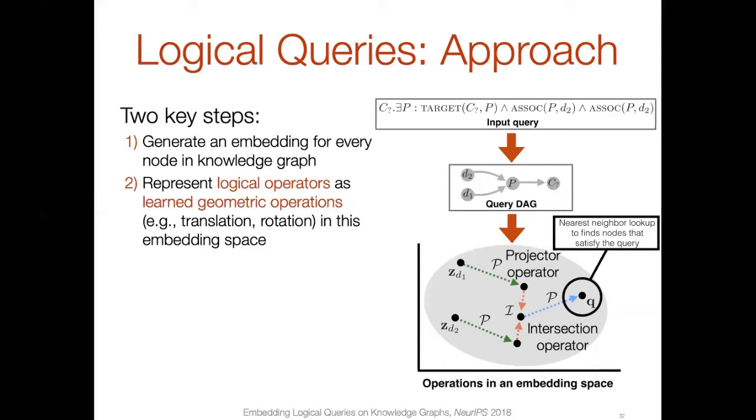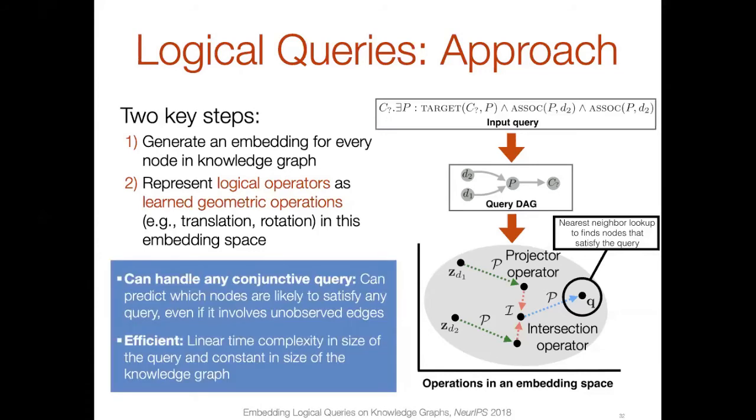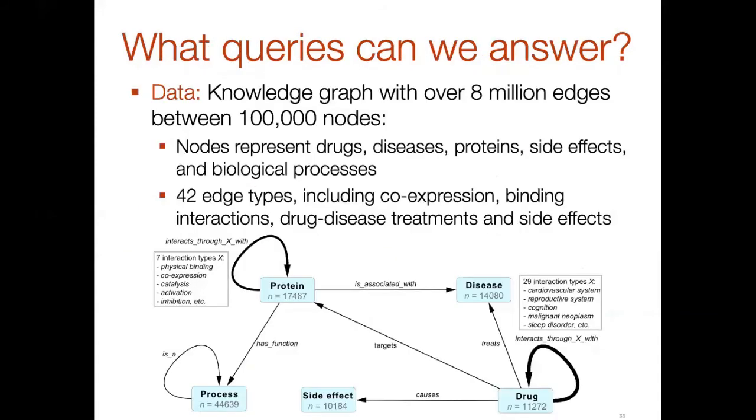And once we have that, then we can effectively answer queries by simply combining embeddings of nodes on the knowledge graph, embeddings of objects such as drugs and diseases, with embeddings that represent logical operators such as logical AND and logical OR. And that can then handle many conjunctive queries, and we can do this really efficiently, so that we can then ask various types of queries on reasonably large graphs.